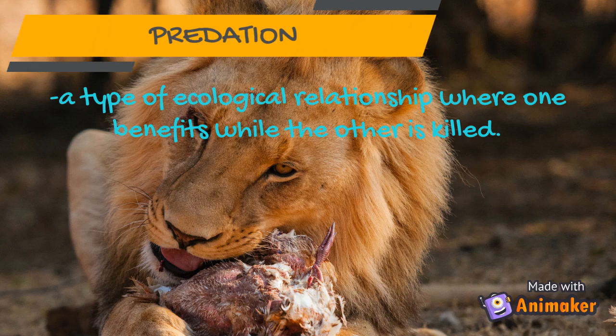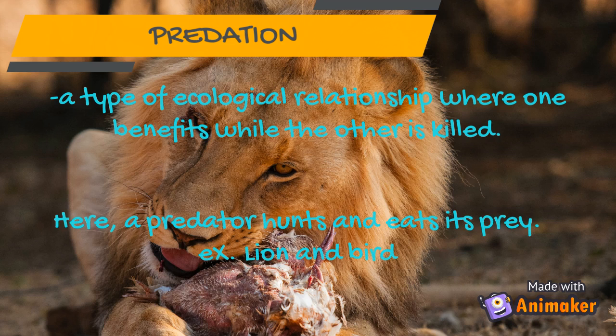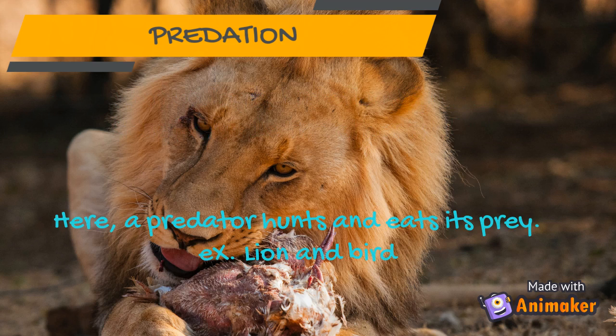Next is predation. A type of ecological relationship where one benefits while the other is killed. Here, a predator hunts and eats its prey. An example of this is a lion hunting and eating the bird.